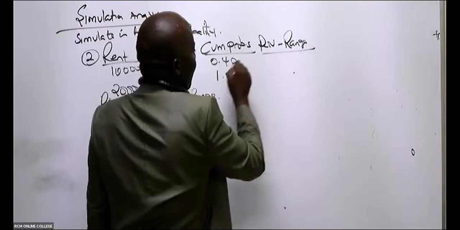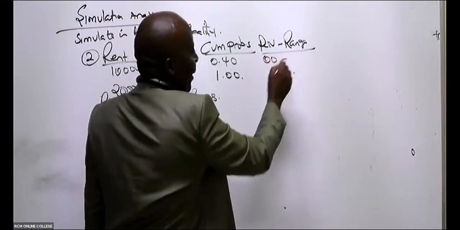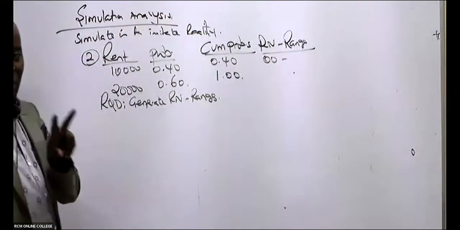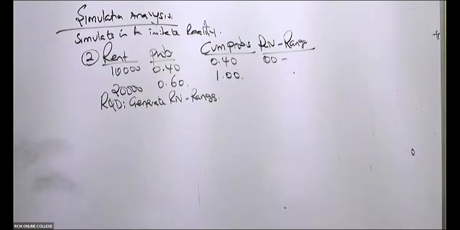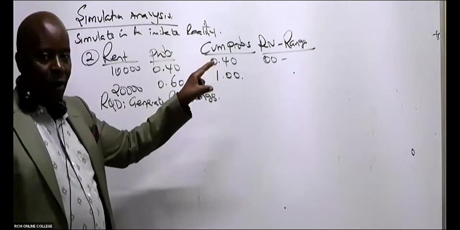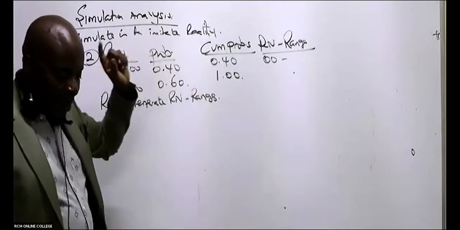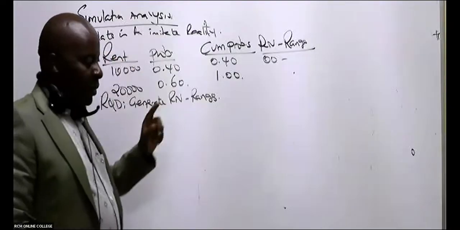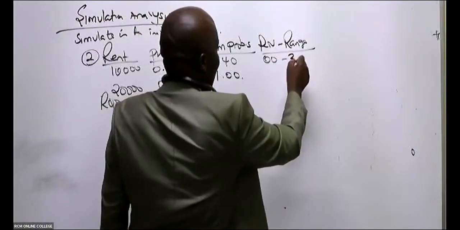So now remember, because there are 2 decimal places, I have to talk of 0Z, so I use 2 digits. So 00 all the way up to 40 minus 1. Because now I read this as if it's 40, not 4. So 40 minus 1 gives me 39.